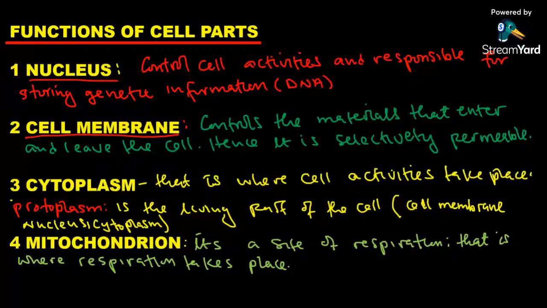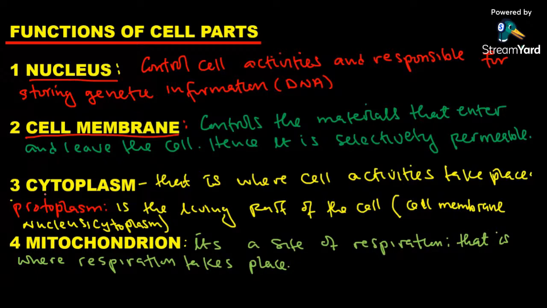controls the materials that enter and leave the cell, and hence it is what? Selectively permeable, or the way it adapts to its function is by being selectively permeable, which means it chooses the material to go in and to come out of the cell. And that is all based on the size of the materials. Small materials are able to go in and come out freely, such as oxygen, carbon dioxide, and all those. But large materials are not able to enter, and some are not able to leave the cell. I guess you get the correct function here.